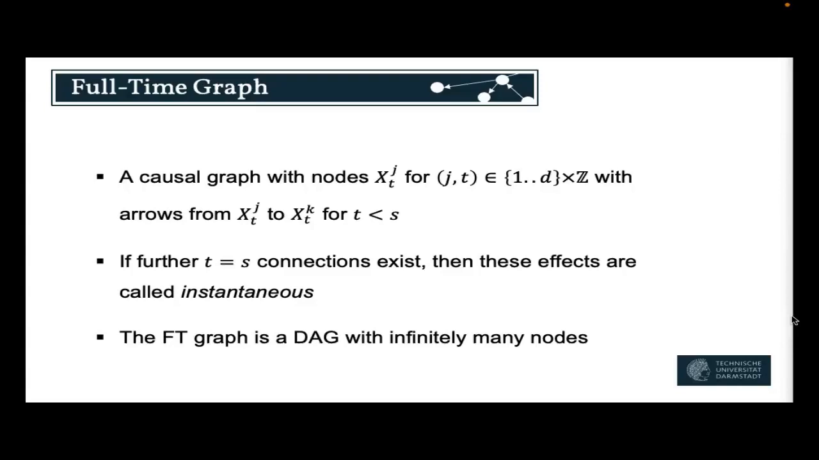And this thing that we just defined, essentially a graph with just these nodes, where we have variables which now have this time step label and we always go from past to future, is called the full-time graph. And it's actually a DAG, or at least we assume it to be a DAG, but generally a DAG with infinitely many nodes. It's the first of its kind that we see like this.